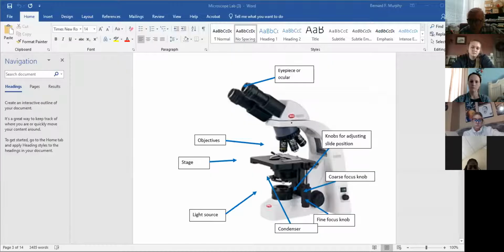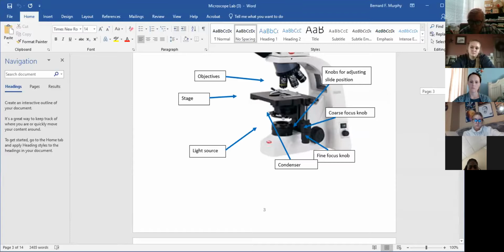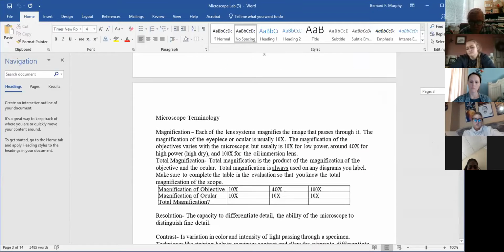Let me go back to our okay. So use those pictures, not this slide, for the parts of the microscope. Okay.